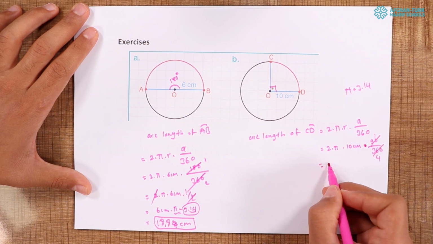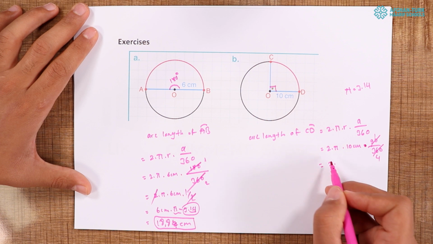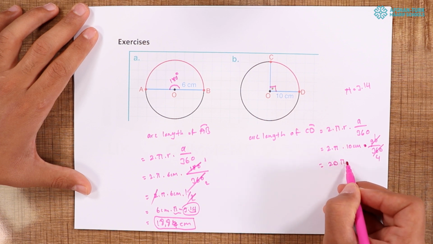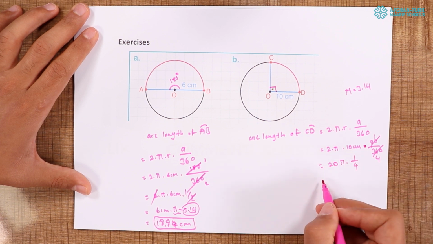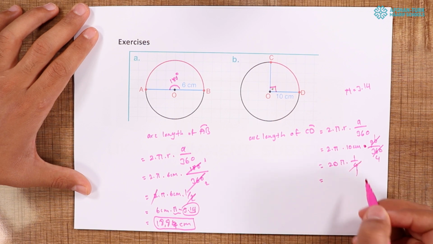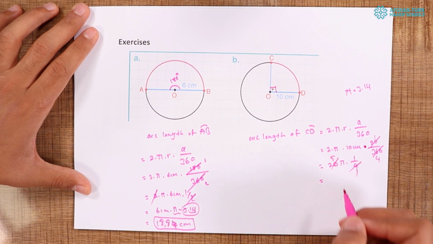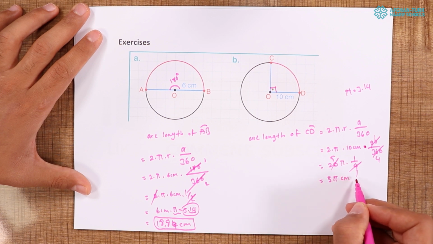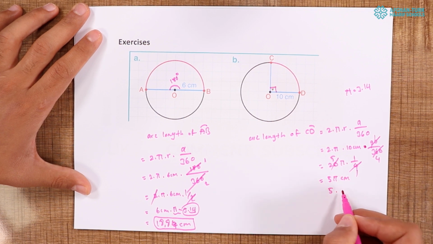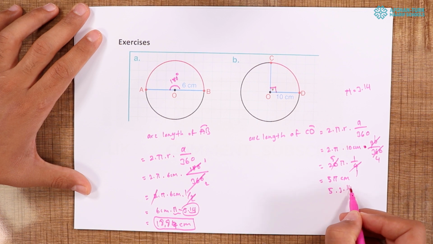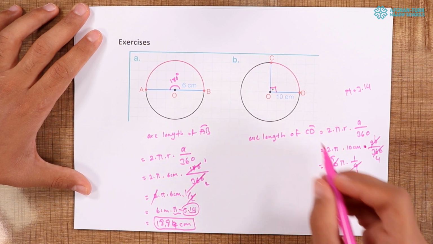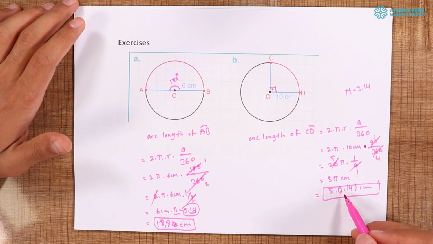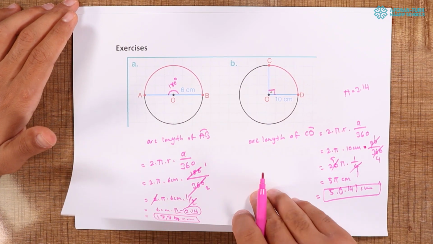Okay, 2 times 10 is equal to 20. 20 times pi times 1 over 4 is equal to 5 pi, since 20 divided by 4 is 5. You're going to multiply 5 by 3.14 centimeters. So the arc length of CD will be equal to 5 times 3.14 centimeters.